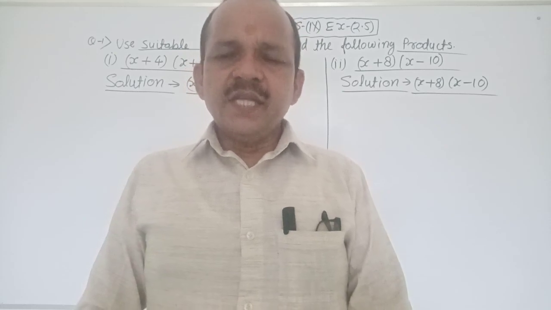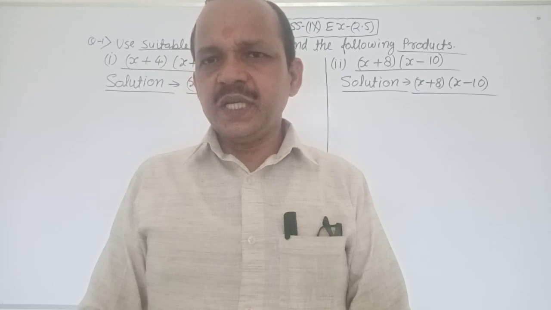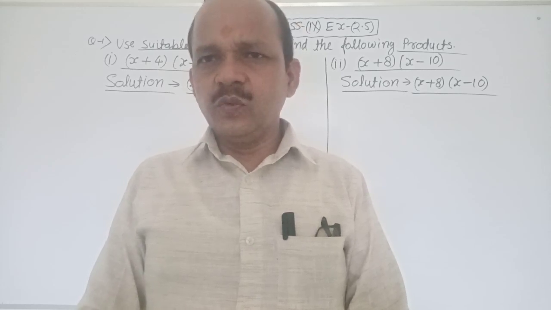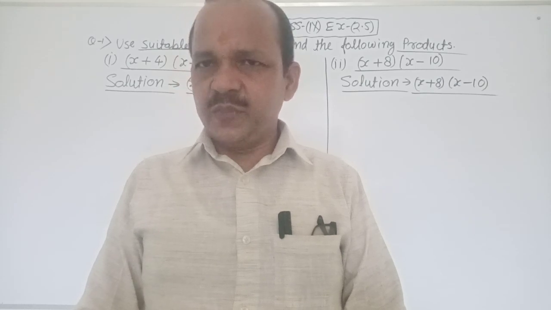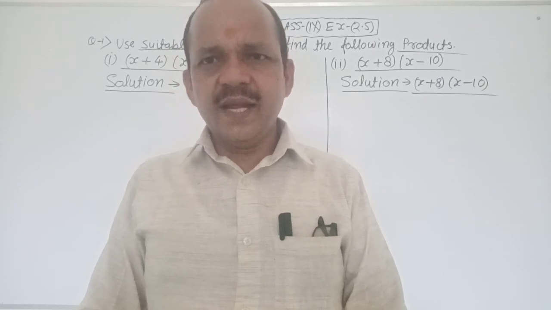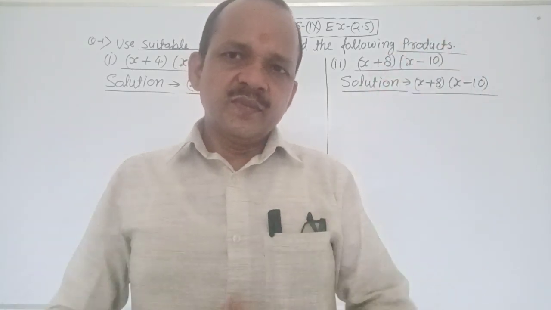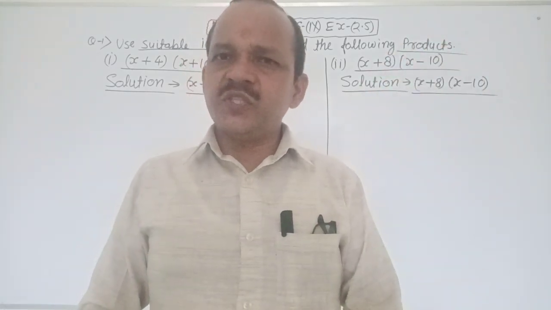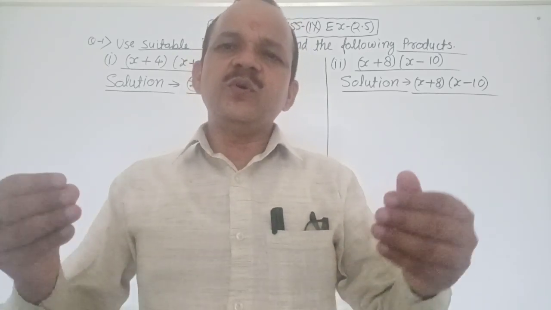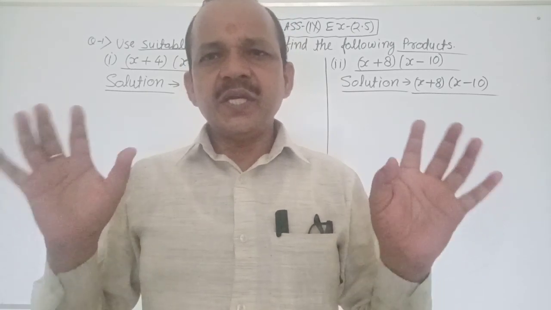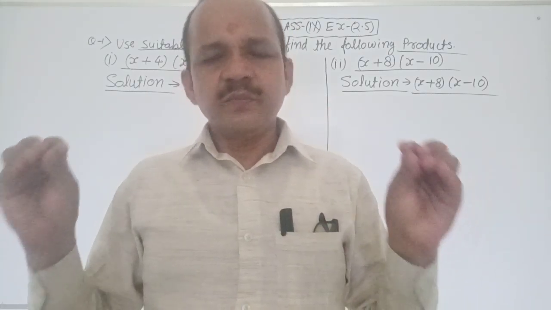Next, x plus a in first brackets, x plus b in second brackets equals x square plus in brackets a plus b, brackets closed, multiply x, plus a multiply b, and so on. In this way you can use these identities and you can solve your question very easily. It is clear, no confusion about it. Very good.